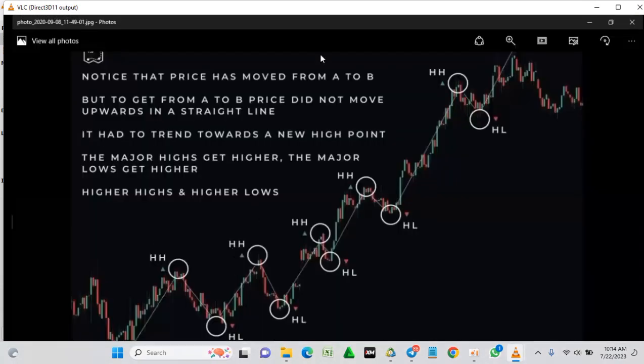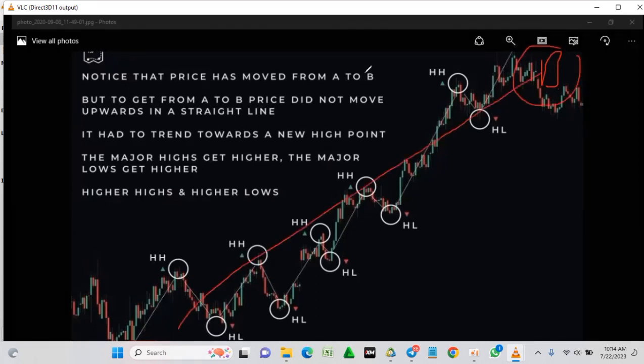And so we have this example here. Notice how price moved from A to B, but to get from A to B, price did not move upwards in a straight line. It had to trend towards a new high point. The major highs get higher, the major lows get higher, and that is higher highs and higher lows.